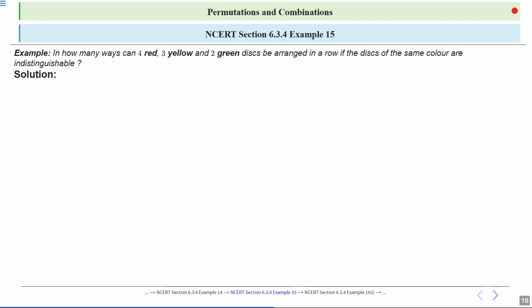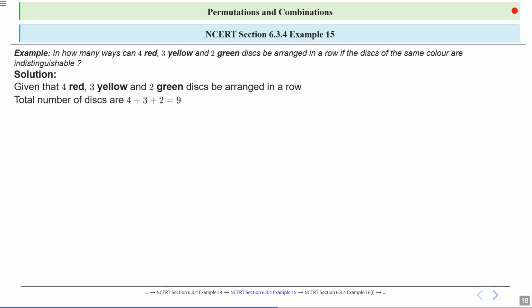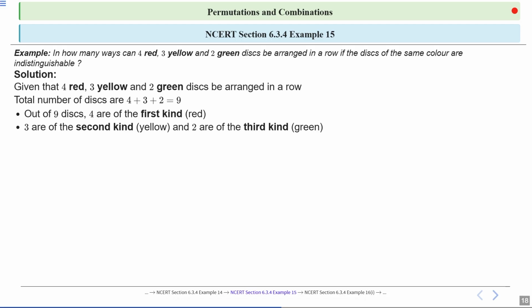So let's start the solution. Given that 4 red, 3 yellow and 2 green discs are to be arranged in a row, the total number of discs is 4 plus 3 plus 2 equal to 9. Out of 9 discs, 4 are of the first kind, that means red here, 3 are of the second kind, that are yellow, and 2 are of the third kind, that are green.